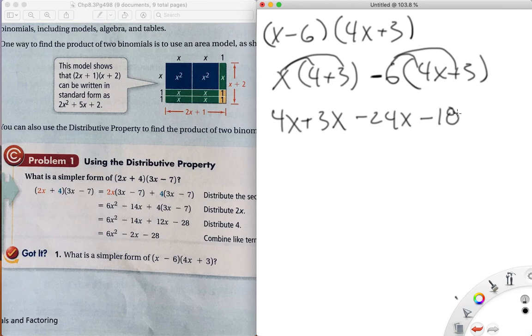Alright, once I get to this point, then I combine like terms. So 3x has x raised to the first power, and negative 24x has x raised to the first power. So these are all like terms, so I can combine these guys. 4x plus 3x is 12x.